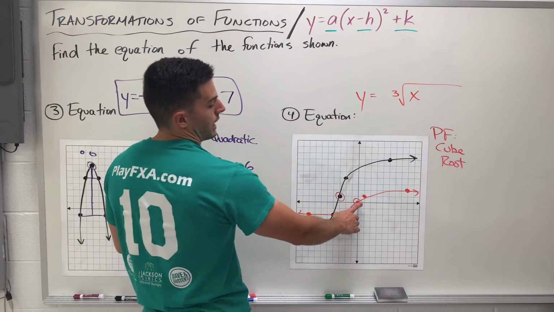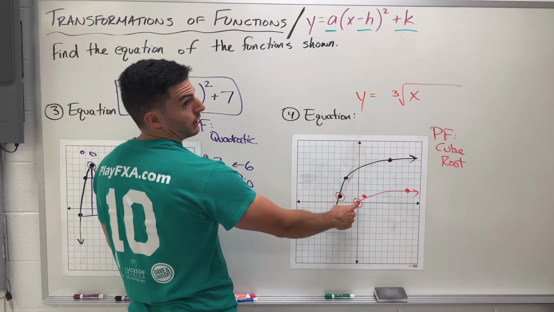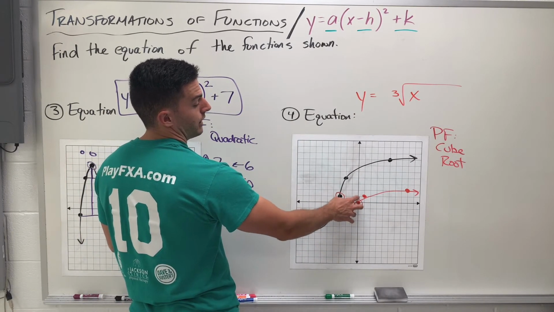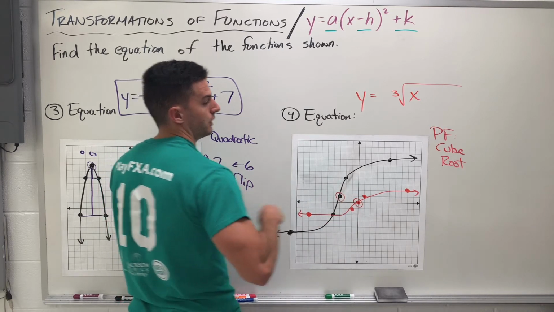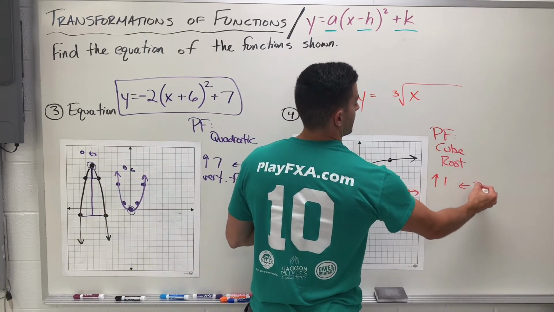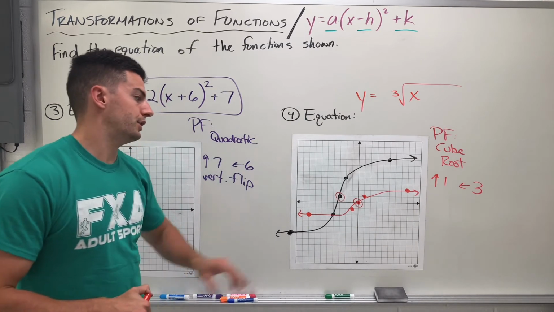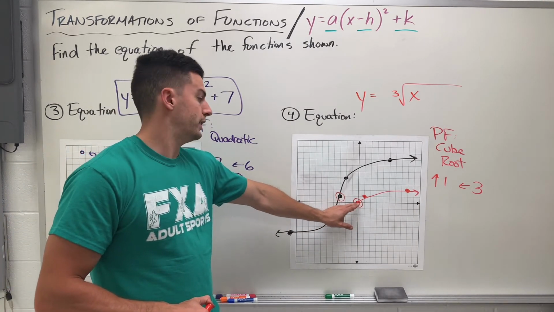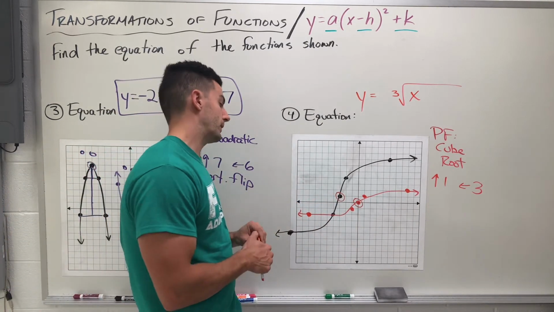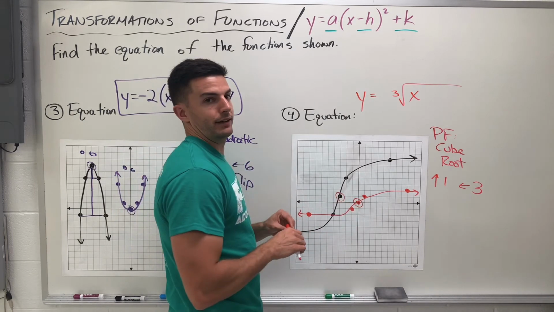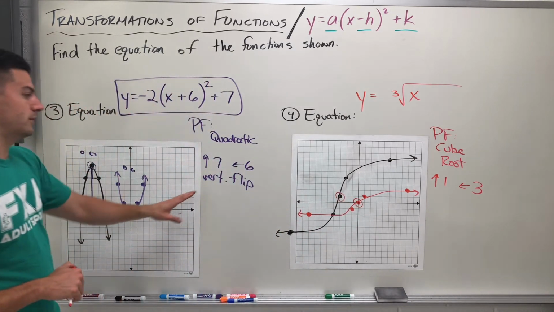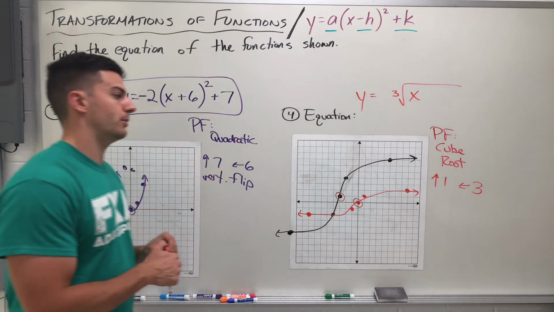So let's count. I am in the middle, okay? How many does it move to get here? Well, it moves up 1, left 3, okay? Up 1, left 3, okay? Up 1 and left 3 to get from this middle origin point to this middle origin point, okay? So up 1 and left 3, again, it's similar to this one, same directions, just different numbers, okay?